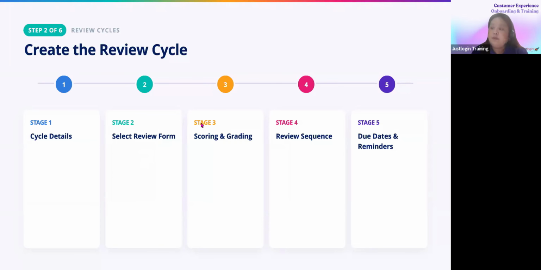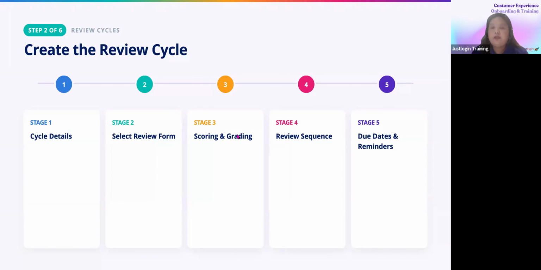Stage three will focus more on the scoring and grading. Scoring, this is where we set up our score normalization and our grading system, because we can customize the grades that we have, and we can rename and label them, depending on how your staff would understand the gradings.